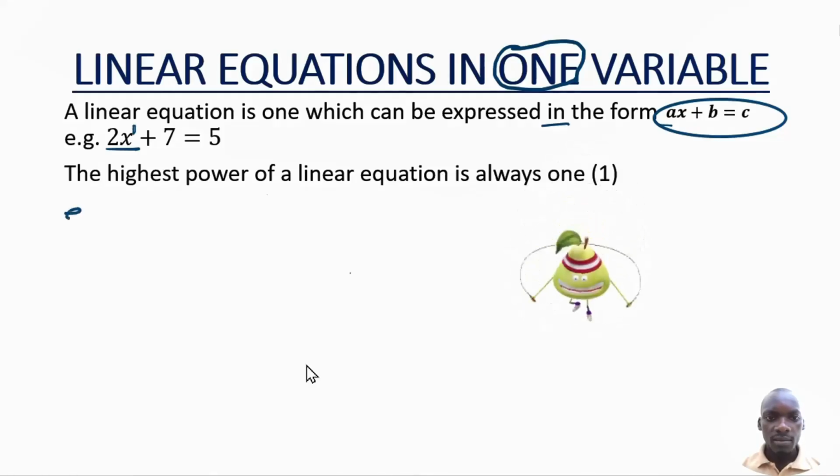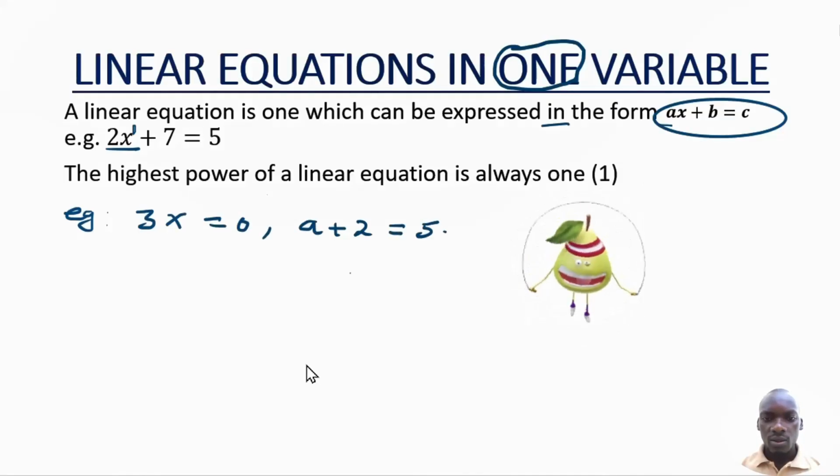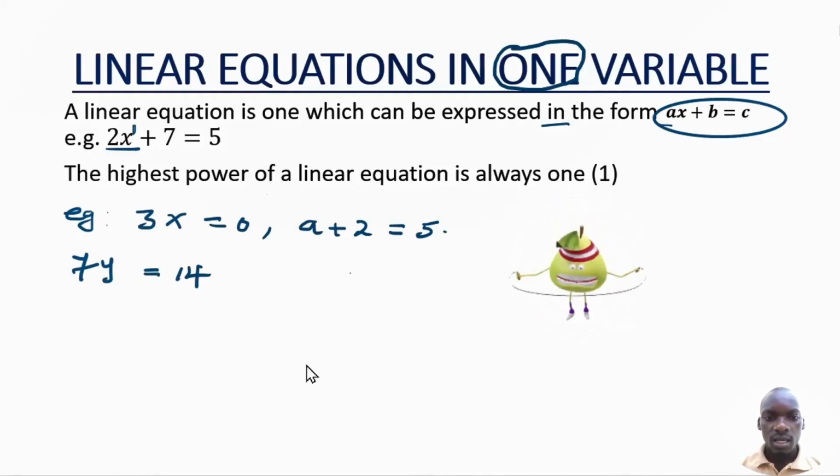We can have more examples of linear equations. We can have maybe 3x = 0. So this is a linear equation. We can see that the highest power of the variable x is 1. We can have an equation like a + 2 = 5. So the variable here is a, and it has the highest power of 1. We can have another one, for example, 7y = 14. This is a linear equation, since the variable y has the highest power of 1.